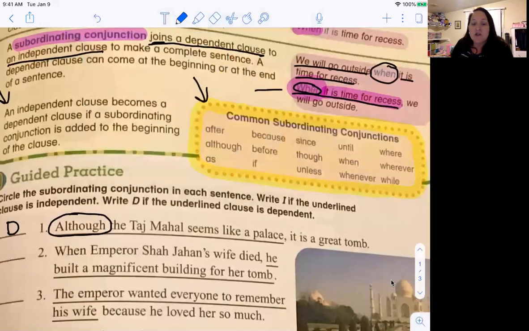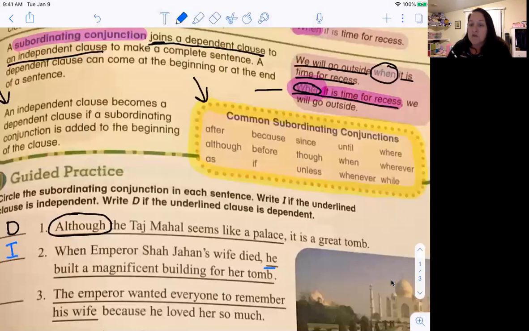When Emperor Shah Jahan's wife died, he built a magnificent building for her tomb. So let's look at the part that's underlined. It says he built a magnificent building for her tomb. Now, I want you to ask yourself, does that stand alone as a sentence? Is there a subordinating conjunction in that underlined part of the sentence? Is there a subordinating conjunction making it dependent? If you said no, you're right. So this is an independent clause. It can stand alone by itself.